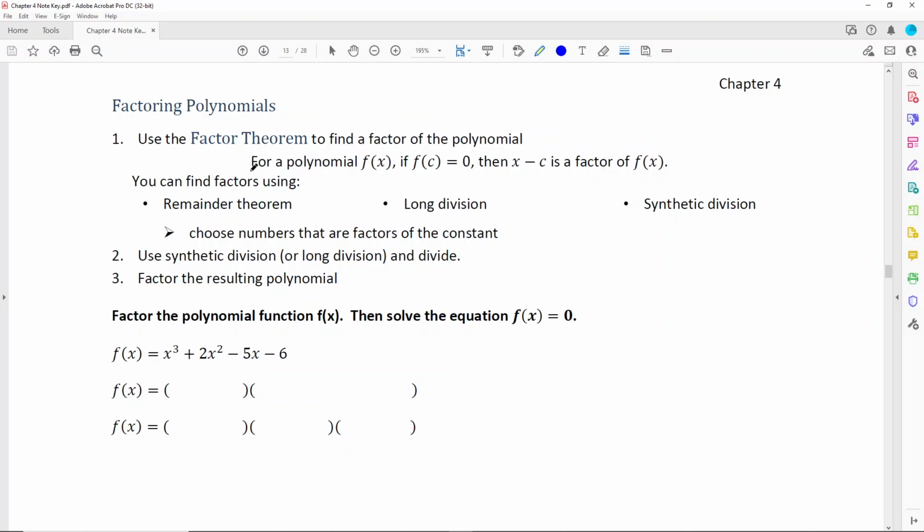So there's 3 steps. Step number 1, we're going to use the factor theorem. Now, I haven't told you what the factor theorem is, except that I kind of had. The factor theorem is using either the remainder theorem, long division, or synthetic division to find something with a remainder of 0. So our whole goal is to find some factor that gives us a remainder of 0, whether you do it using the remainder theorem, long division, or synthetic division. Hint to you, you are going to choose possible factors based on factors of the constant, and I'll explain what I mean when I do an example. Then you're going to use synthetic division or long division, and you're going to divide, and then you're going to factor the resulting polynomial, so you'll have to repeat.